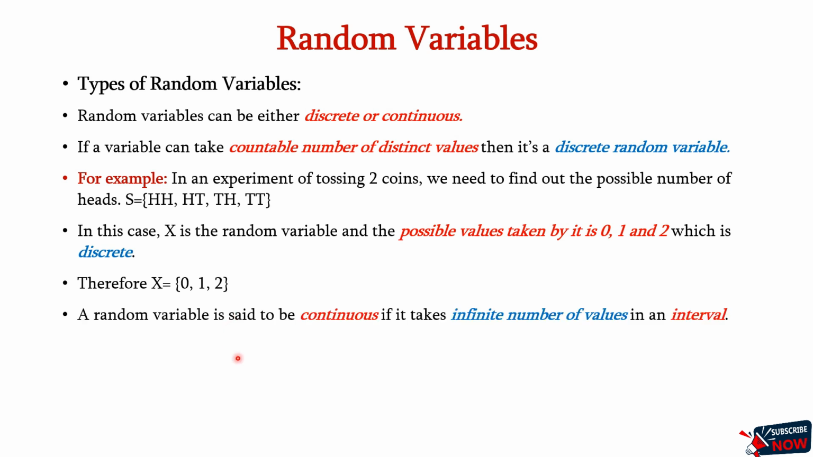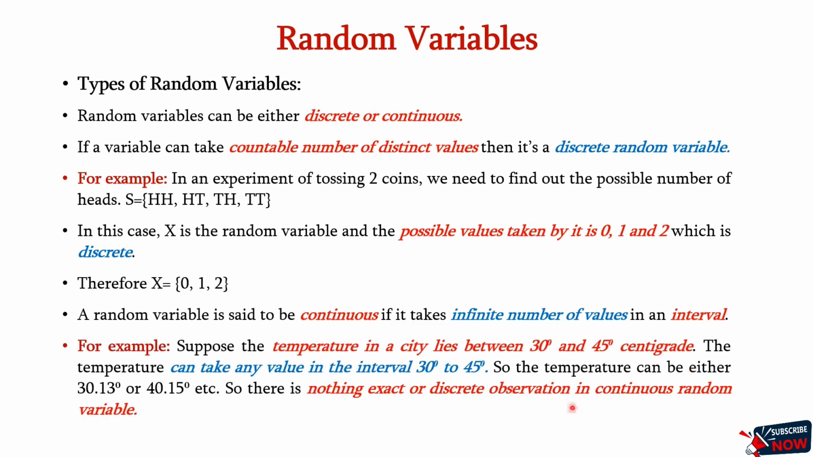A random variable is said to be continuous if it takes an infinite number of values in an interval. For example, suppose the temperature in a city lies between 30 degrees and 45 degrees centigrade. The temperature can take any value in the interval between 30 and 45 degrees. So the temperature can be 30.13 or 40.15, etc. So there is nothing exact or discrete in the observations of a continuous random variable.